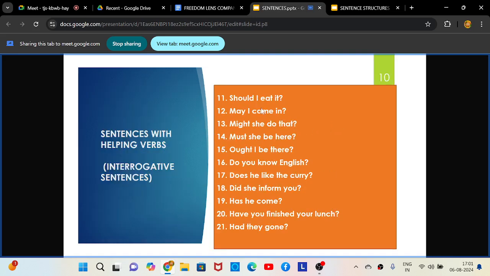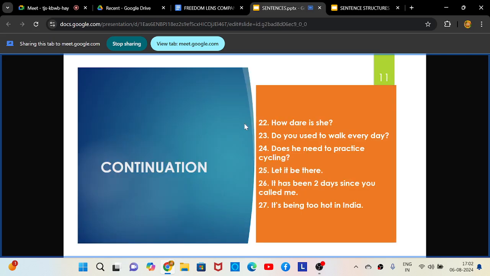Should I eat it? May I come in? Might she do that? Must she be here? Ought I be there? Do you know English? Does he like the curry? Did she inform you? Has she come? Has he come? Have you finished your lunch? Had they gone?